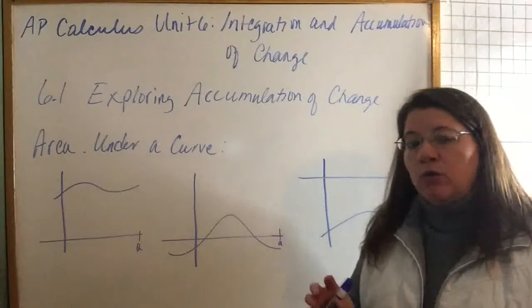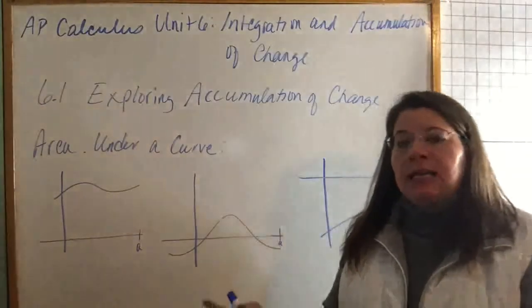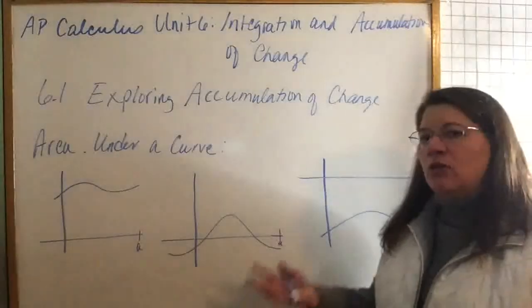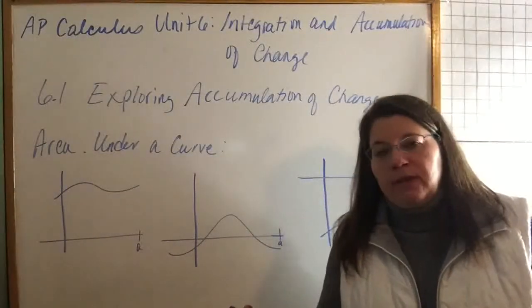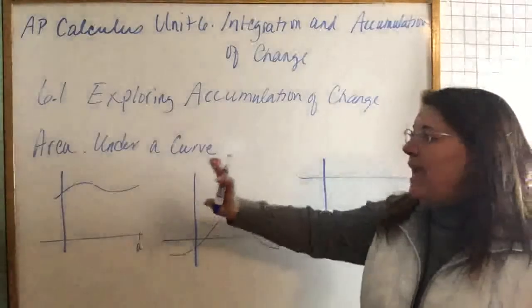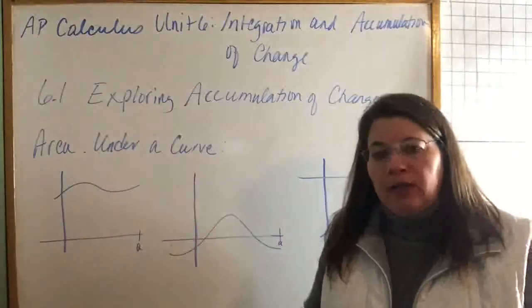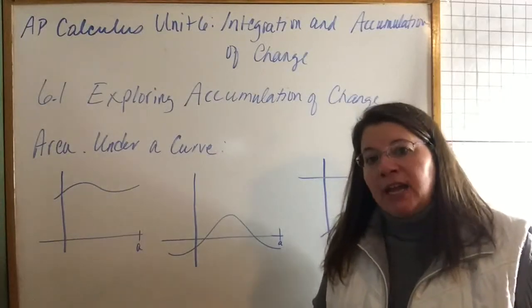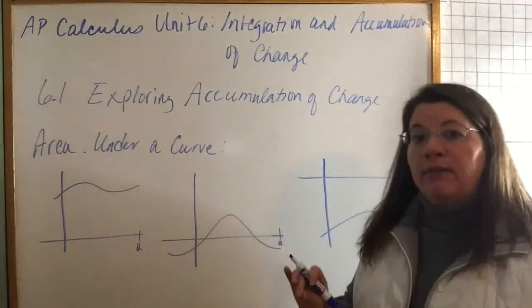Now we're going to go backwards. We're going to be given the derivative and go backwards to find the original function. And you need to understand what the meaning of a derivative is. If we're exploring accumulation of change, basically the area under the curve is what you're talking about when you're talking about an integral. We're finding the area underneath the curve of f of x.